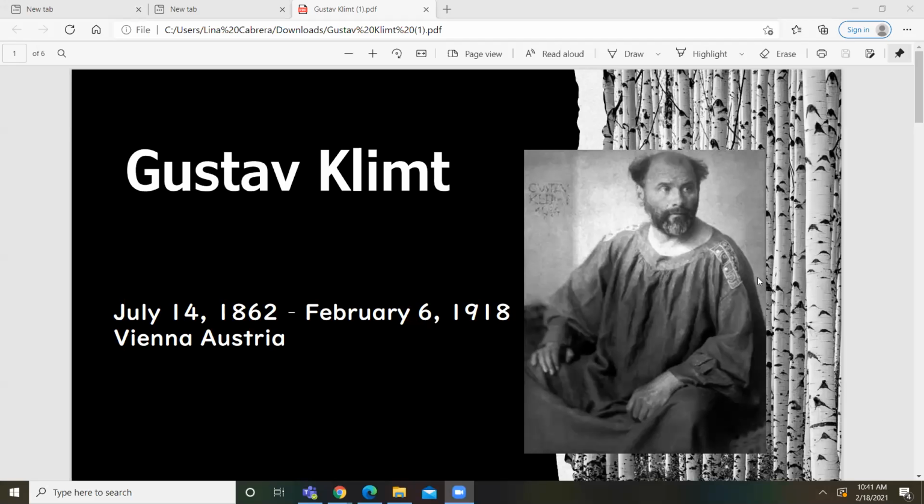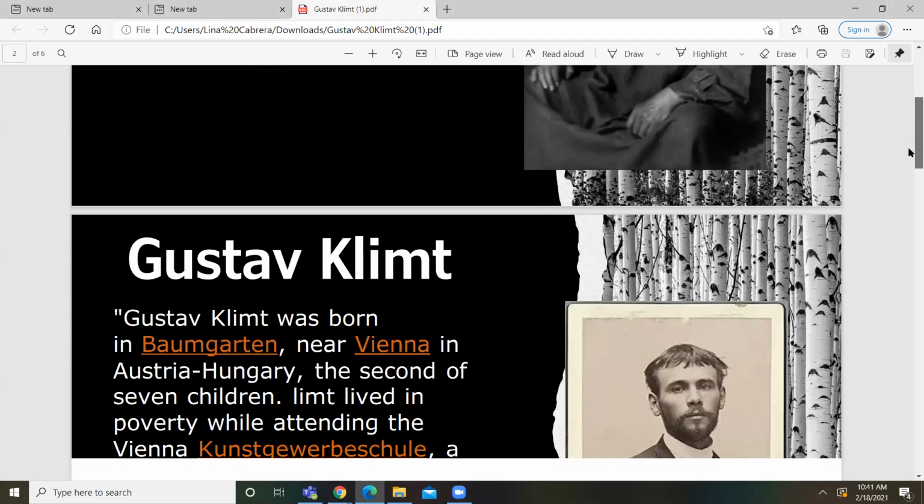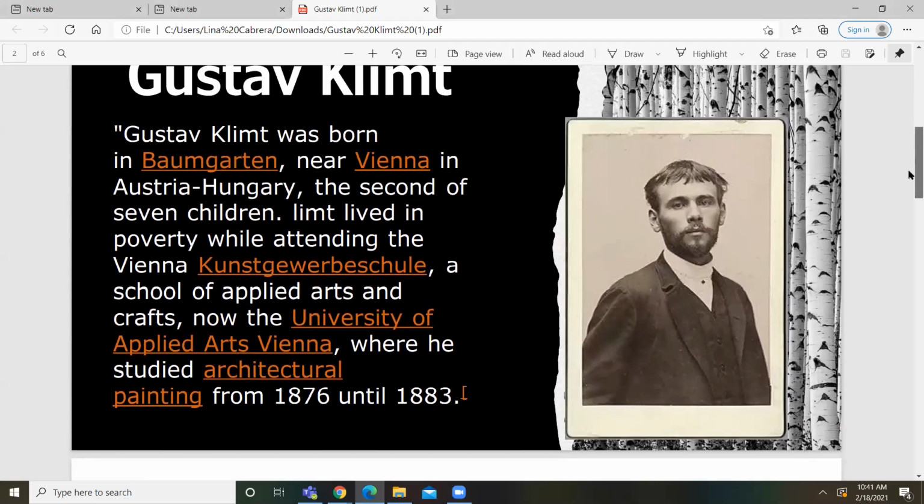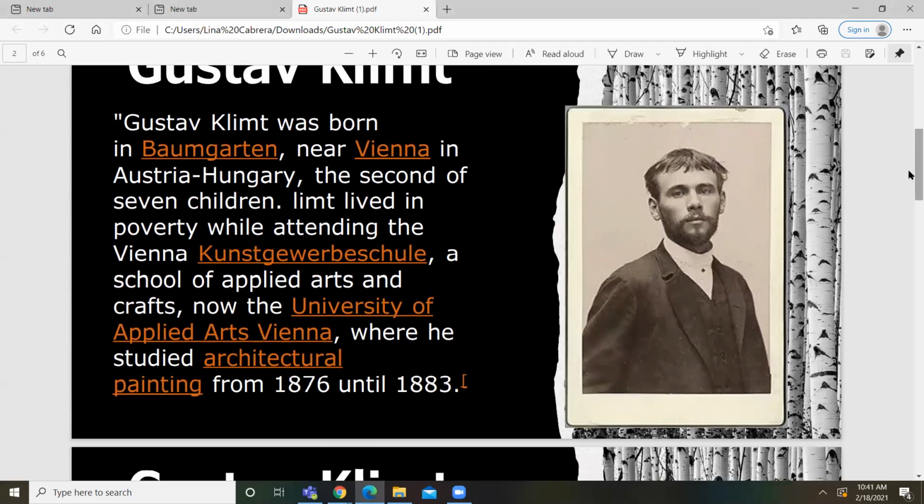1862 to 1918. When we take a closer look at Gustav Klimt, this is him who was younger, he had a family of 7 children, and he was considered poor. He did attend the Vienna, I'm going to mispronounce it, Kunstgewerbeschule, a school of applied arts and crafts, which is now the University of Applied Arts in Vienna, where he studied architectural painting from 1876 until 1883.